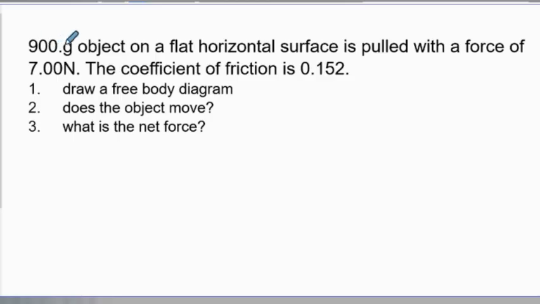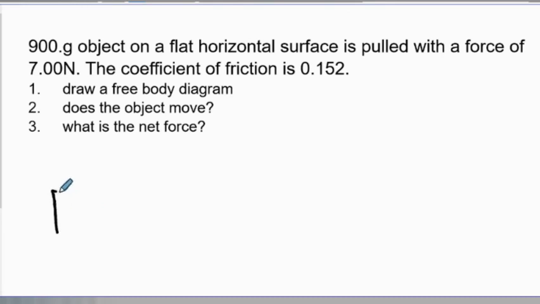We have a 900-gram object. It's on a flat horizontal surface, and it's pulled with a force of 7 newtons. The coefficient of friction is 0.152. And what I want to know is, well, first of all, we need to draw a diagram to represent this. But does the object move? And if so, what is the net force? So let's start by drawing a diagram.